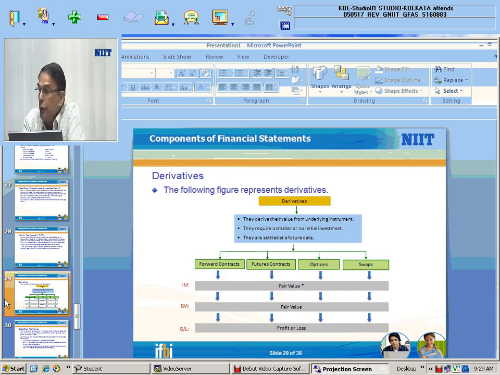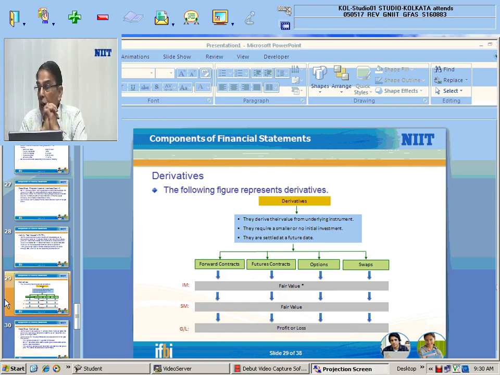They derive their value from the underlying instrument. So for each derivative there is an underlying instrument or product. Like there can be a stock derivative where the underlying instrument is a particular company stock, shares. There can be index derivative where the underlying instrument can be a particular stock index. There can be foreign currency derivatives, US dollar or euro, where the underlying instrument is a currency.